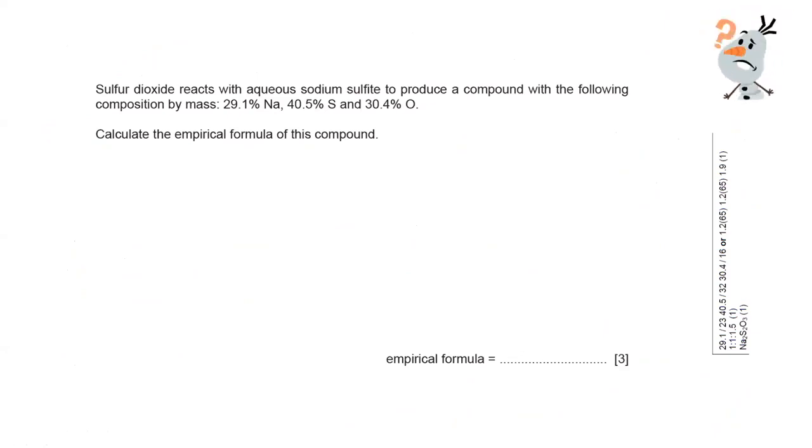This question is related to empirical formula. Sulfur dioxide reacts with sodium sulfide to produce a compound which has a composition percentage of sodium 29.1, sulfur 40.5, and oxygen 30.4. We need the empirical formula of this compound. To get the empirical formula, there are 3 steps. We have sodium, sulfur, and oxygen: sodium is 29.1%, sulfur is 40.5, and oxygen is 30.4.